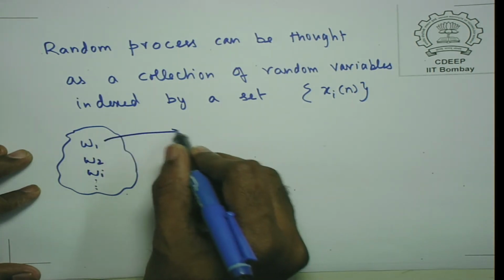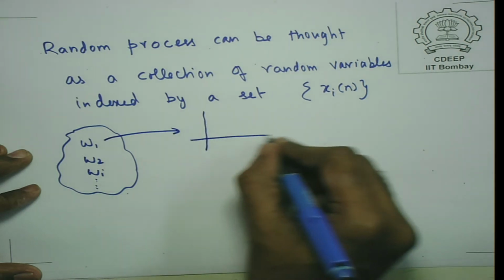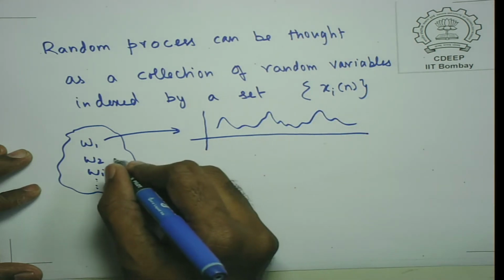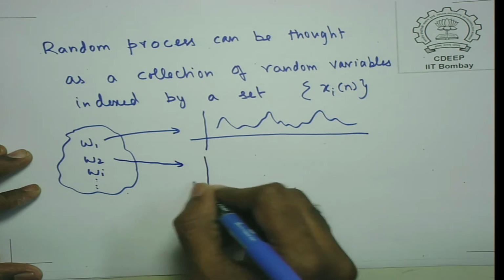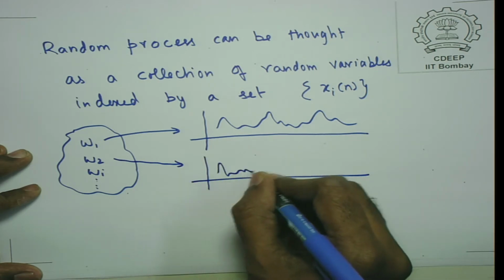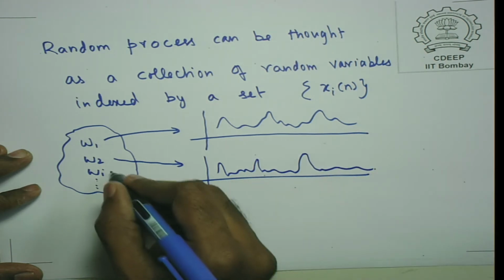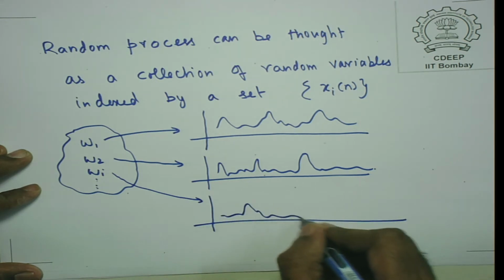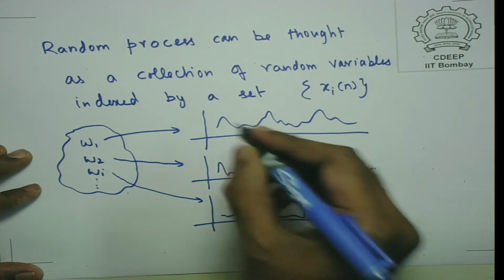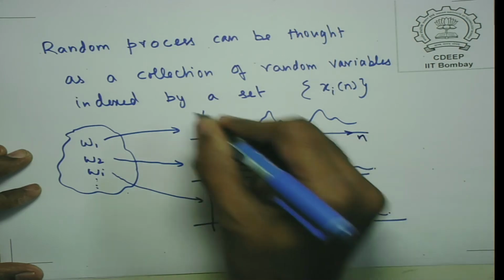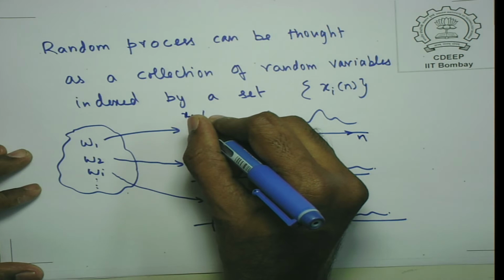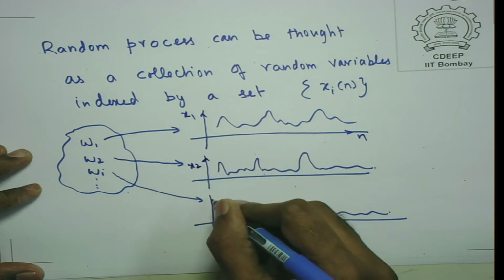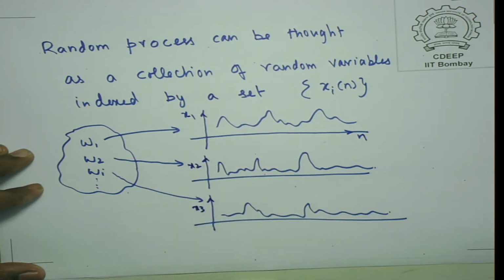So for example, this could map to one ensemble. Of course, this has to be a discrete version, which is what we are interested in. But if you just consider this to be, let's say, this could be another realization. So these are n, this is our x1, this is x2, x3.